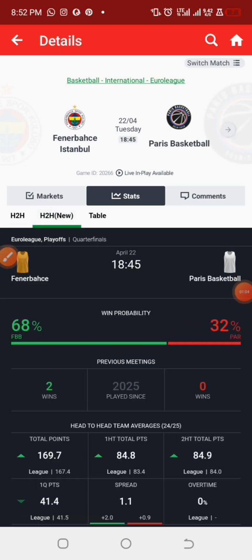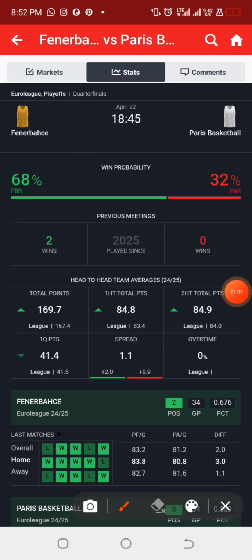When I check the head-to-head, and if you look at this total point average, you will notice that we have 169.7, and for the league we have 167.4. It shows that both teams' average points are supposed to be more than the league average point. So since the league average point is the lowest compared to both teams' average points altogether, you subtract 10 from the league average point, 167.4, and we will be having 157.